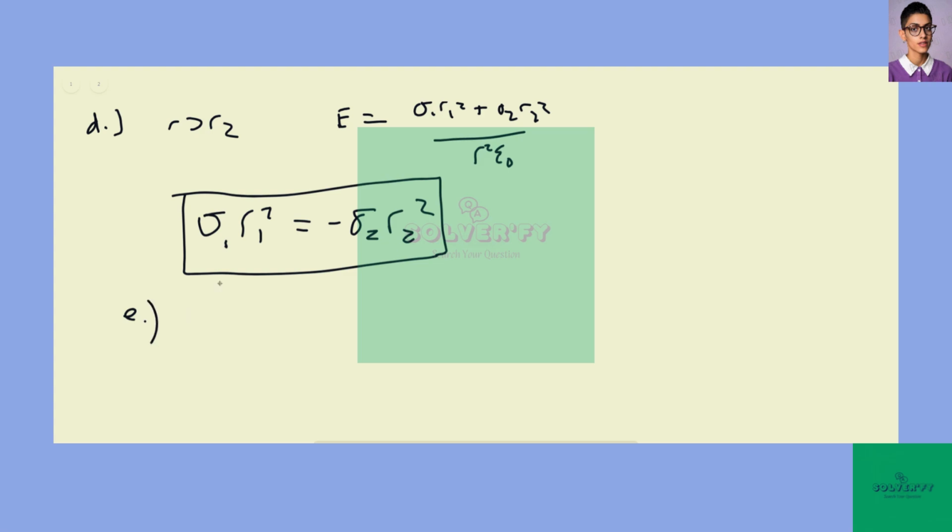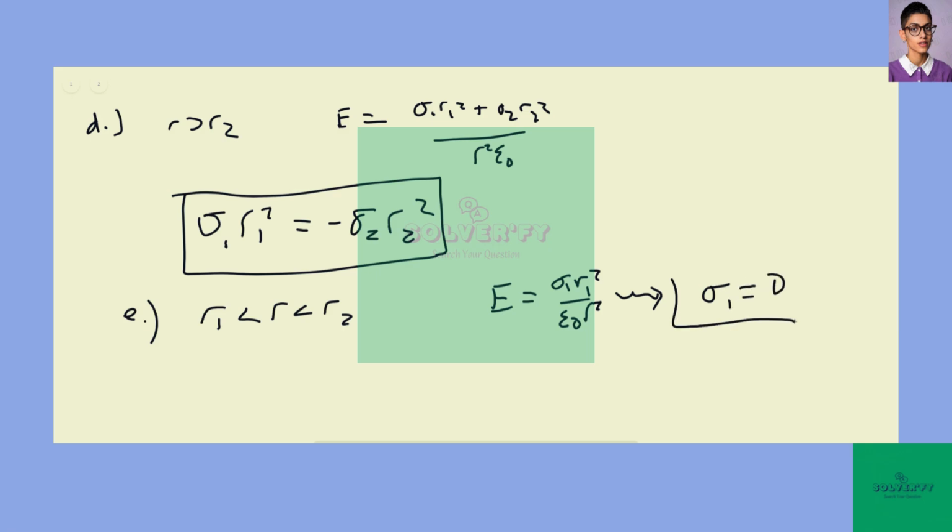Part E says, on what conditions will E be 0 for the range we did in part B, so R between R1 and R2. For this one, our equation was E equaling sigma 1 R1 squared over epsilon naught r squared. All of these things are non-zero, but sigma 1 could be zero if there was no charge. So the only way this can be 0 is if sigma 1 is also 0, which means no charge on the first shell.